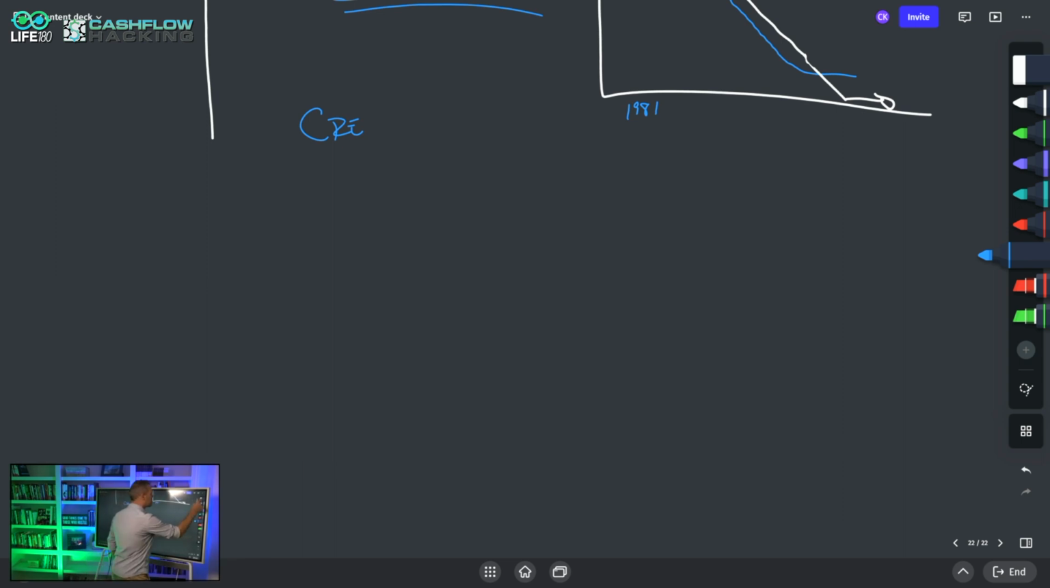I don't like this color. I gotta go to white for when I'm writing stuff like that.